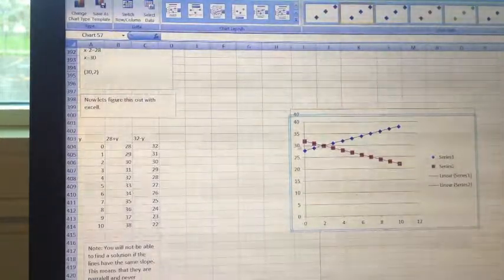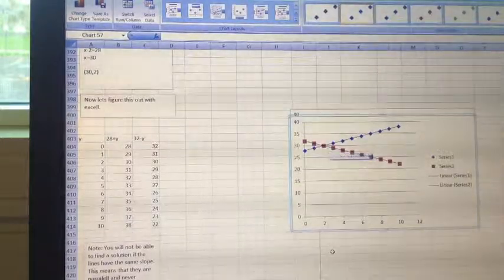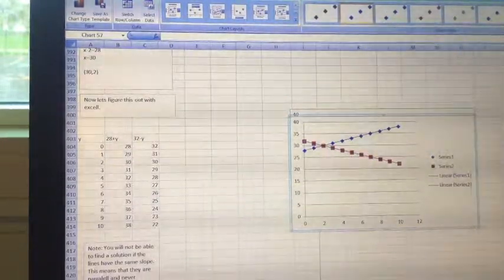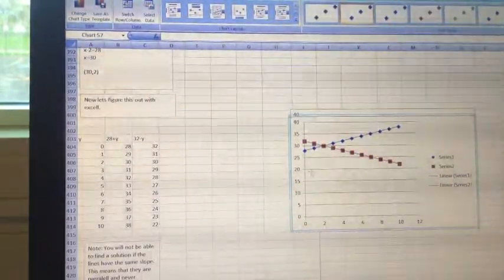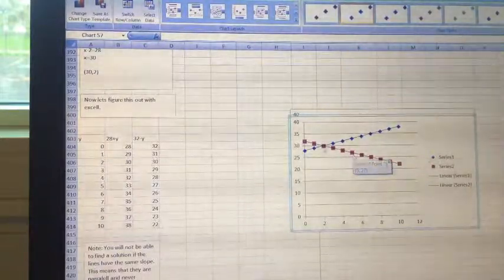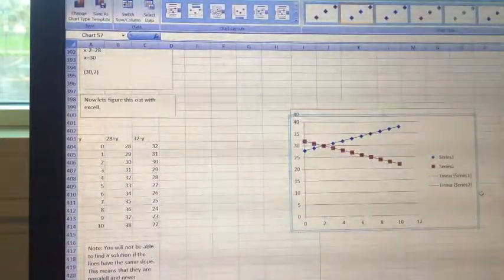If we go and see where they intersect, at (30, 2), that is our solution. So that's another way to solve it. You can make a graph, see where the lines intersect, and then that is your solution.